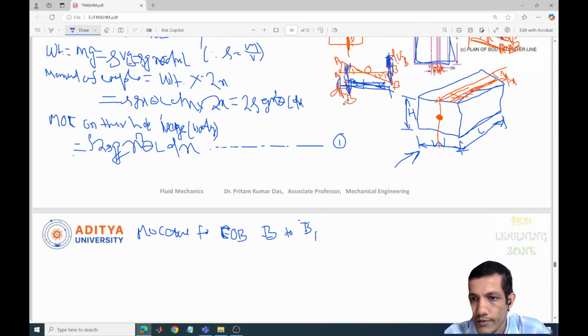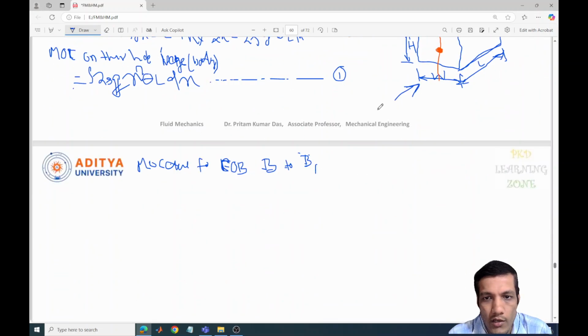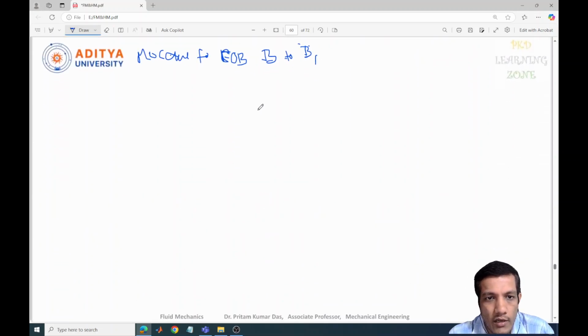If you see this, now see here the center of buoyancy was at point B. Due to this rotation, the center of buoyancy changed from B to B1. So now let's find out the moment of couple due to the shifting of the center of buoyancy from B to B1.